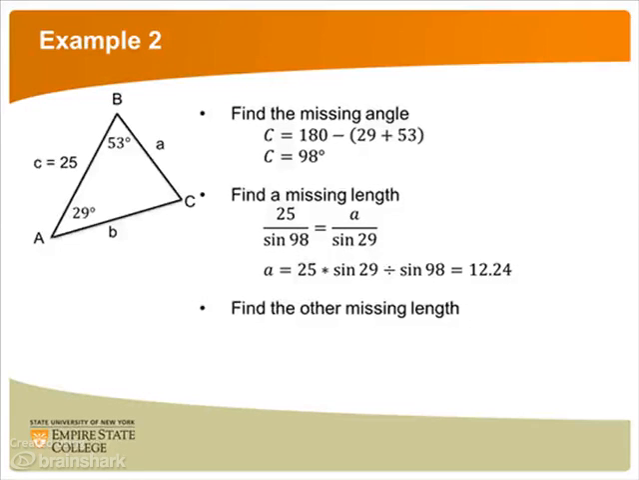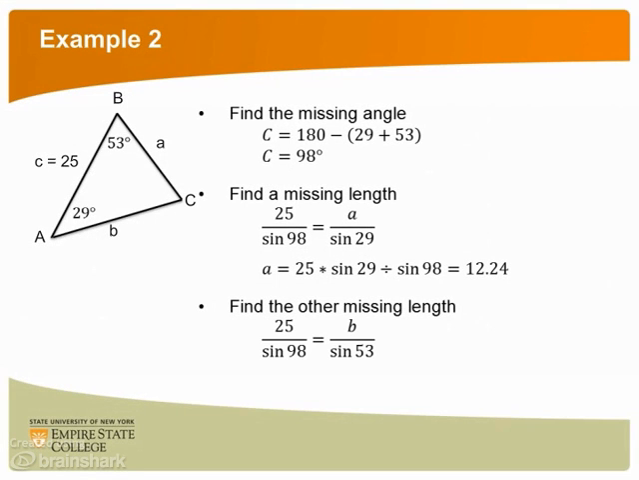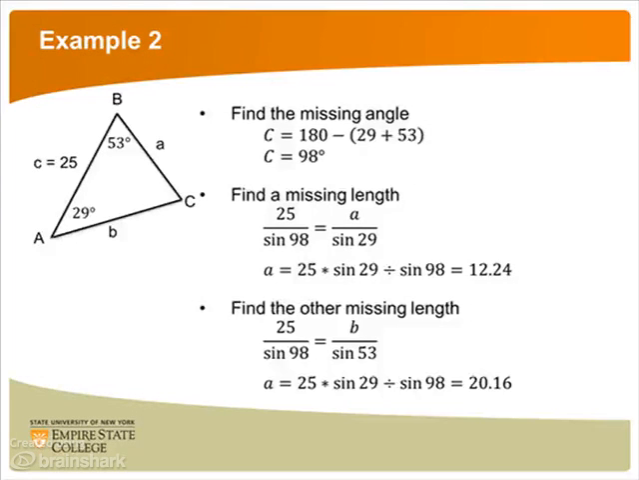Now we will find our other missing length. We set up our proportion, 25 over the sine of 98 equal to little b over the sine of 53. Cross multiply and divide. We find that length b equals 20.16.